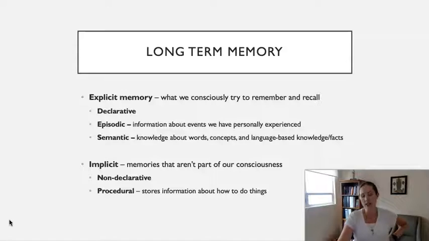One easy way to know if something is implicit or explicit is how easy it is to describe that memory, that knowledge, to somebody else. For example, if you're teaching someone to tie their shoe, can you describe how to do it with your hands behind your back, not using your hands at all? No, it's really hard because it's an implicit memory. You kind of just do it, you don't explain it.